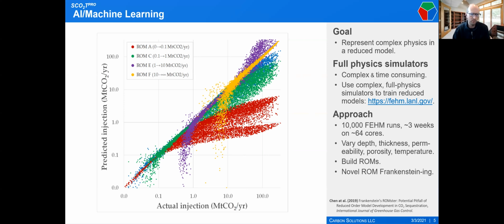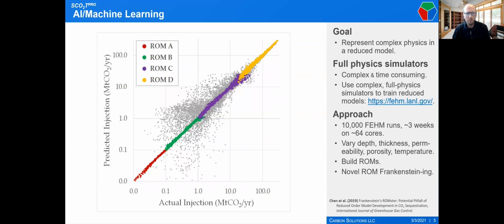We have to come up with a way to predict which reduced order model we pick, and you can read more about that in the paper. But basically what we end up with is this kind of curve where we could Frankenstein together these different reduced order models to cover the whole injection rate.